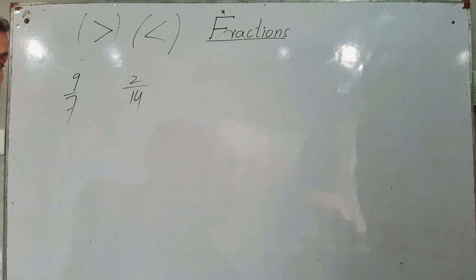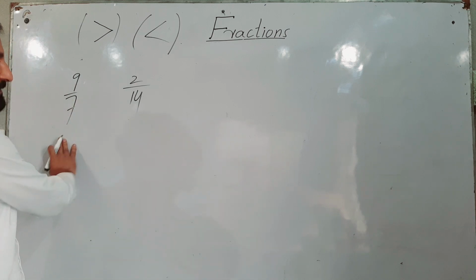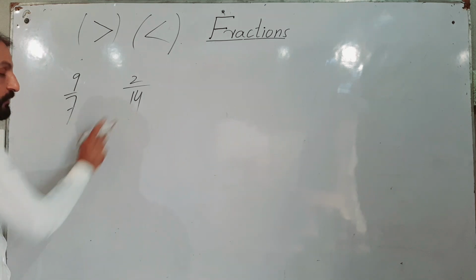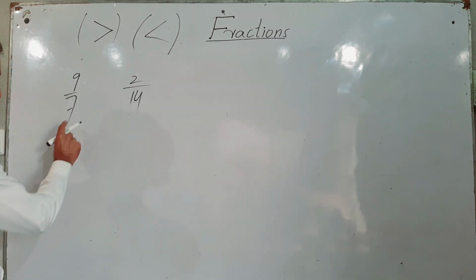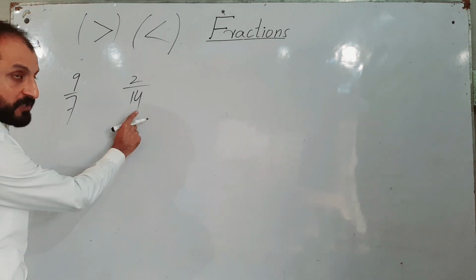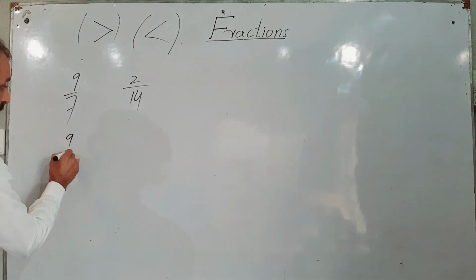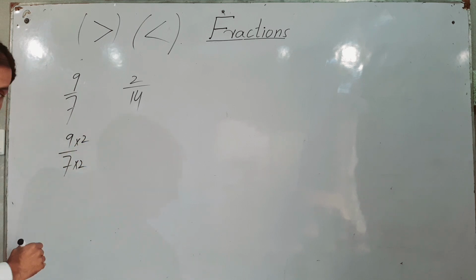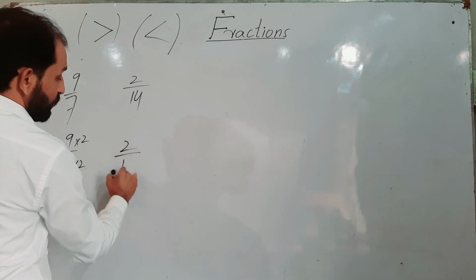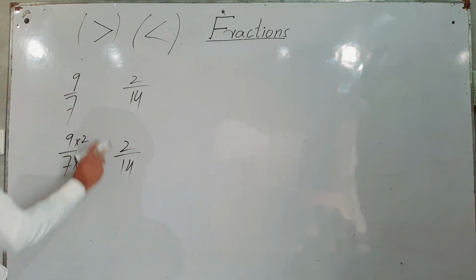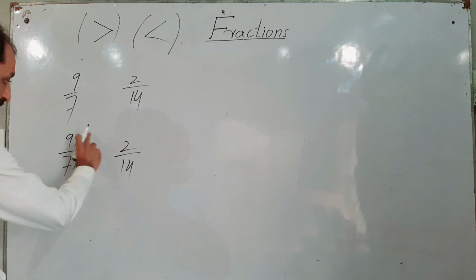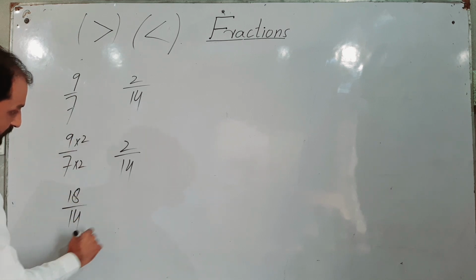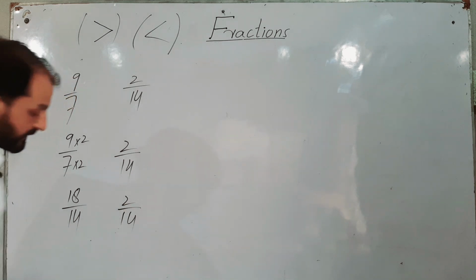Directly we cannot say which side is greater, left hand side or right hand side. Keep in mind we have to make sure the denominators are the same. It means 7 can be converted in the shape of 14. How can we convert? 9 divided by 7 multiplied by 2, multiplied by 2. And the second fraction we will write as it is, 2 divided by 14. When we simplify, 9 2s are 18 divided by 14, 2 by 14 as it is.